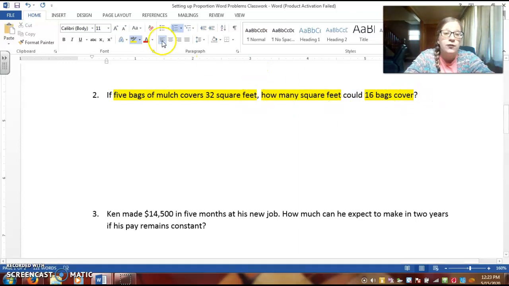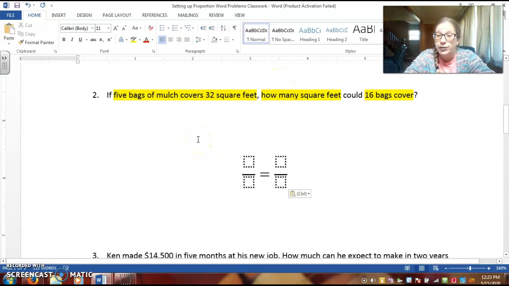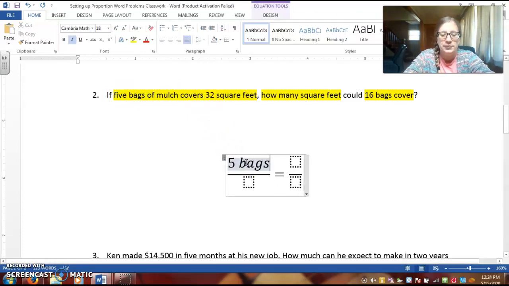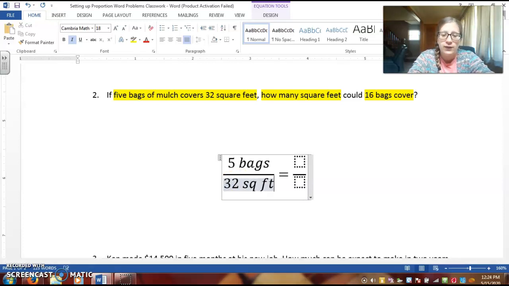All right, with that information in mind, we are going to figure out how to set up the proportion. Our first sentence is giving us the relationship. And remember, what is stated first is going to be written on our fraction on top. So 5 bags of mulch: 5, and let's just put bags. On the bottom, it says 32 square feet. There's a couple of abbreviations for square feet. You can write SQ and then FT to represent square feet. We'll get into that a little bit more when we get into algebra.